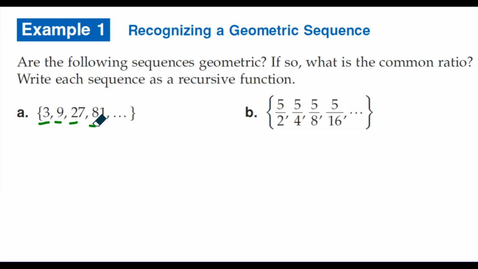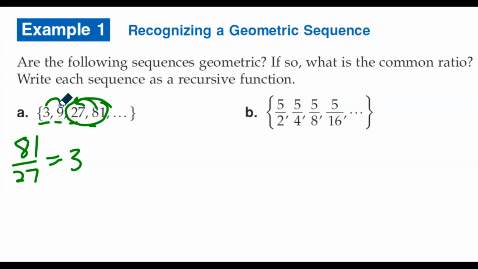So for this first sequence, 3, 9, 27, 81, is it geometric? Well, in order for it to be geometric, there has to be a common ratio, so just pick two numbers, 81 and 27, and work backwards. 81 divided by 27 is 3. If this sequence is geometric, then the common ratio would have to be 3.